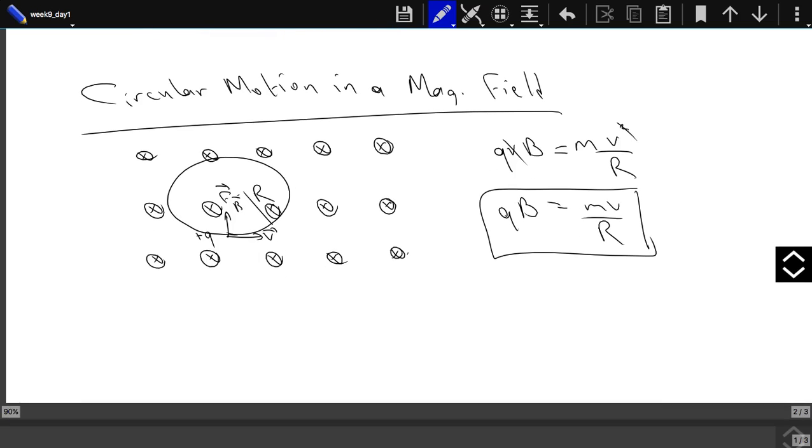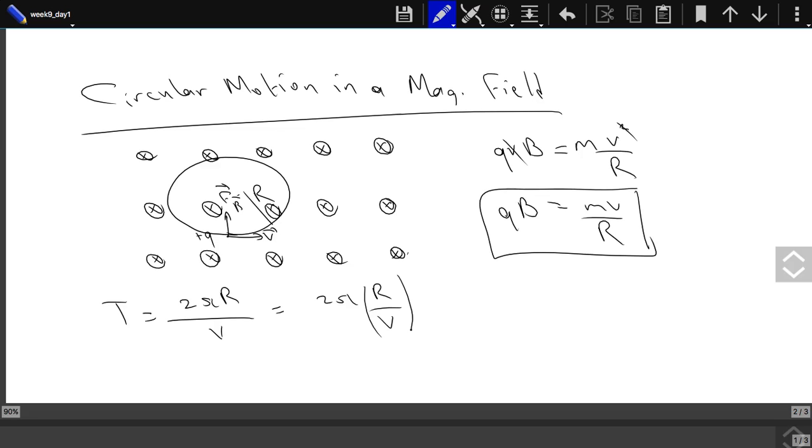Now, what about its period? Period of rotation. Now, the period we define as the time it takes to complete one full rotation. In one full rotation, the distance that the object covers is just 2 pi r. Its speed is v. So this is equal to 2 pi times r over v.